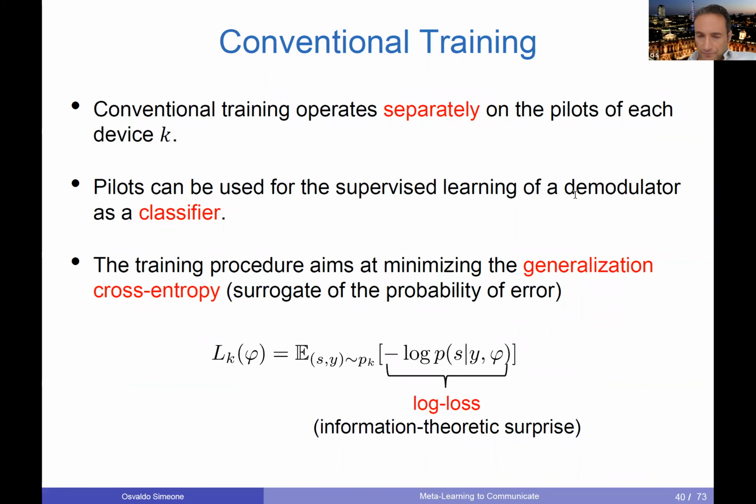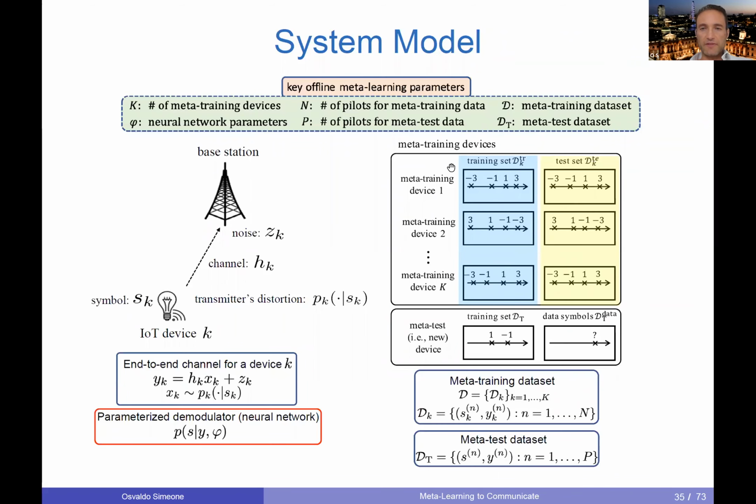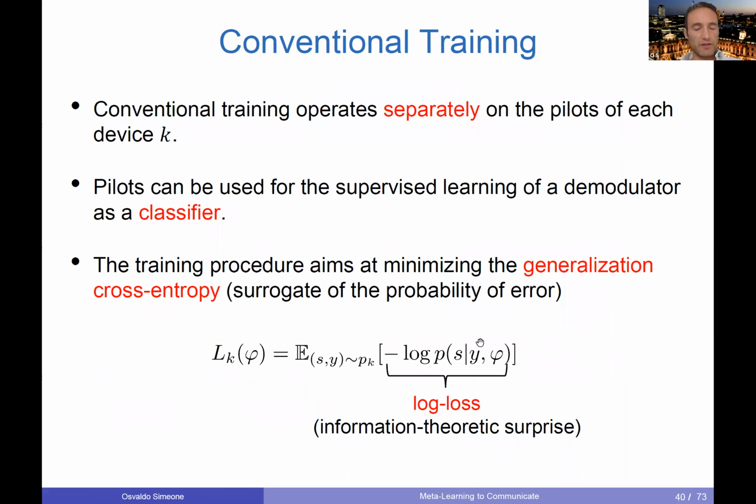Okay, so now how can we proceed? If we were to use conventional machine learning, we would forget about the presence of this historical data from devices that we have observed before. We would just take the pilots from the new device, from the new channel realization, and we would train a classifier, a demodulator, to classify the transmitted symbol S given the received signal Y. And this is typically done by minimizing the cross entropy loss or the log loss, right?